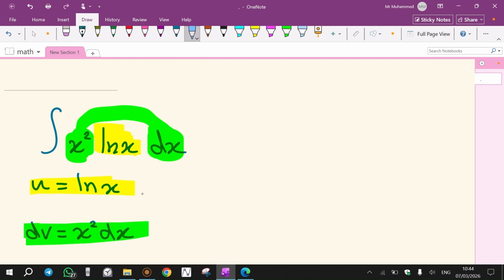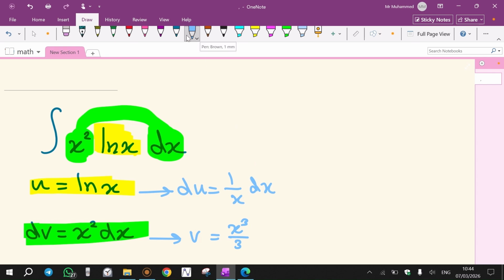Now, for the u, we find du. Derivative of ln, obviously, is 1 over x. Don't forget to write dx when you do du. And integral of dv is going to be v. D stands for derivative. When we do integral, the derivative gets cancelled. V is integral of x squared, which is x power 3 over 3. No need to write plus c.